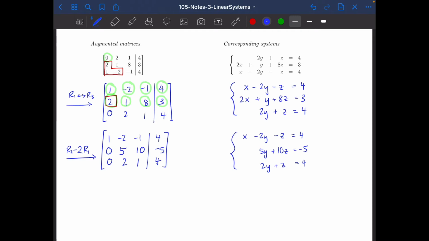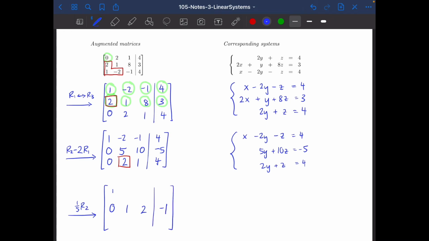The augmented matrix that we ended up with still isn't in row echelon form. This 2 is not a 0 yet. We need that 2 to be a 0 in order for this augmented matrix to be in row echelon form. Before taking care of that 2, I'll do the row operation 1 over 5 R2. I'll multiply every entry of the second row by 1 over 5. So I'll get 0. 1 over 5 times 5 is 1. 1 over 5 times 10 is 2. 1 over 5 times minus 5 is minus 1. That's my new second row.